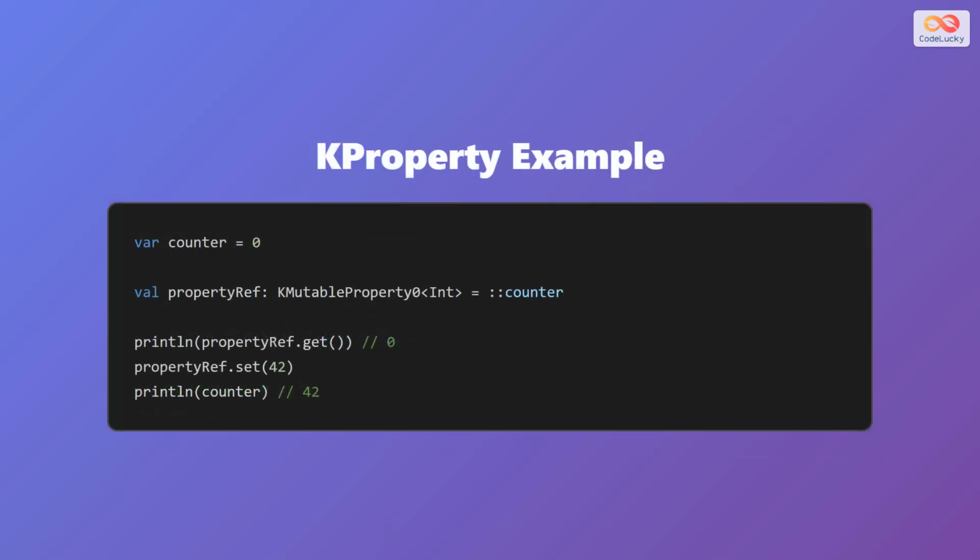Here's an example showing how KProperty works with mutable properties. We declare a variable called counter initialized to 0. Then we create a property reference using the double colon operator. The type KMutableProperty0 indicates this is a mutable property with 0 receivers, meaning it's a top-level property. Using the property reference, we can call the get method to read the current value, which returns 0. We can also call the set method to change the value to 42. When we print the counter variable directly, it now shows 42, proving that the property reference successfully modified the underlying variable.